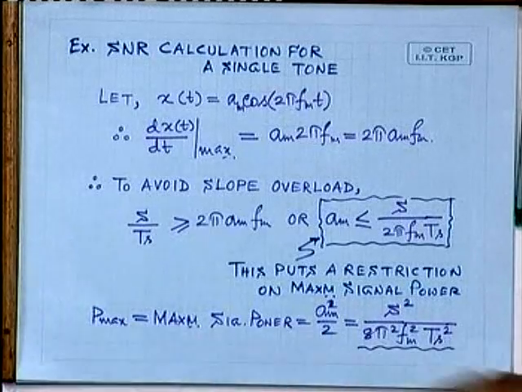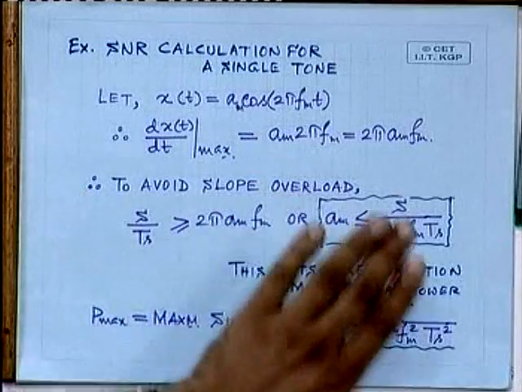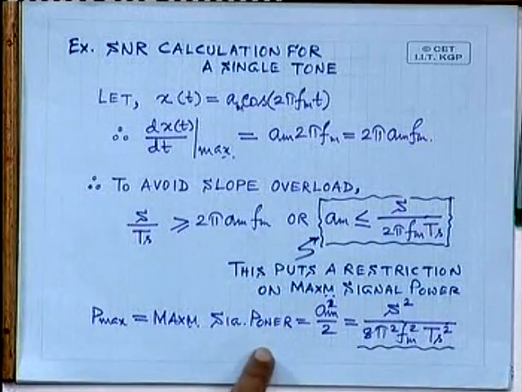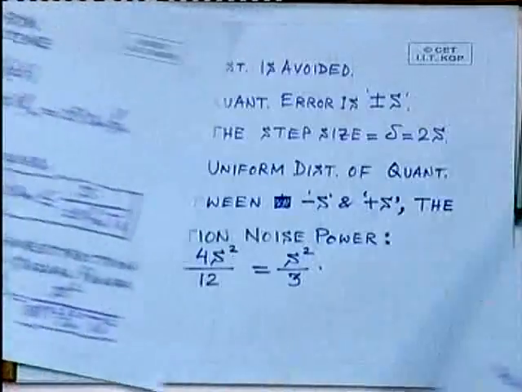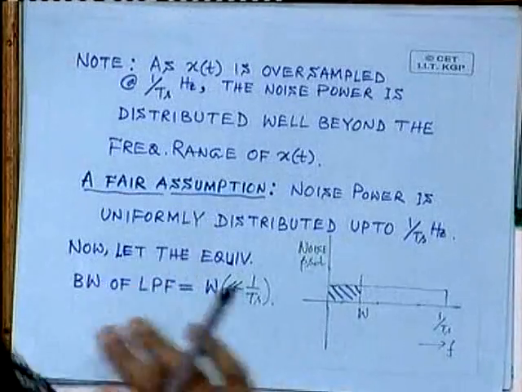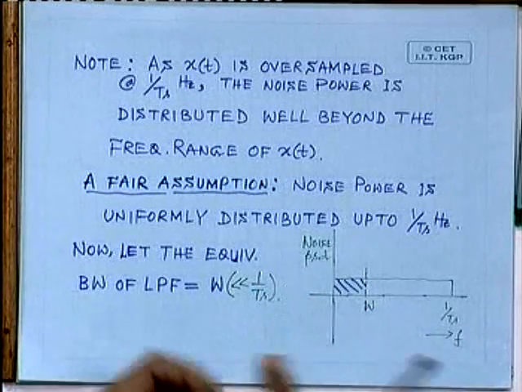What is left? We have avoided slope overload distortion, and to do that we have got an expression for the maximum signal power. Then what remains is the granular noise really, because there is no slope overload distortion anymore.